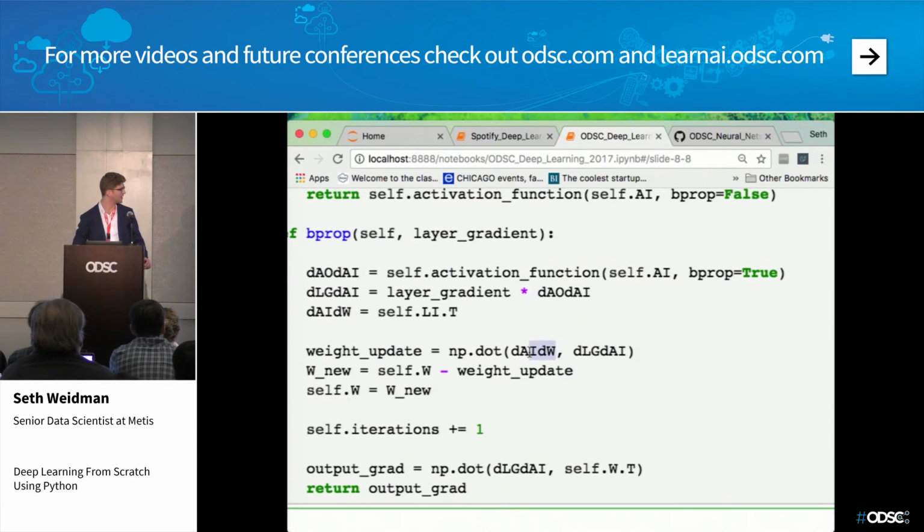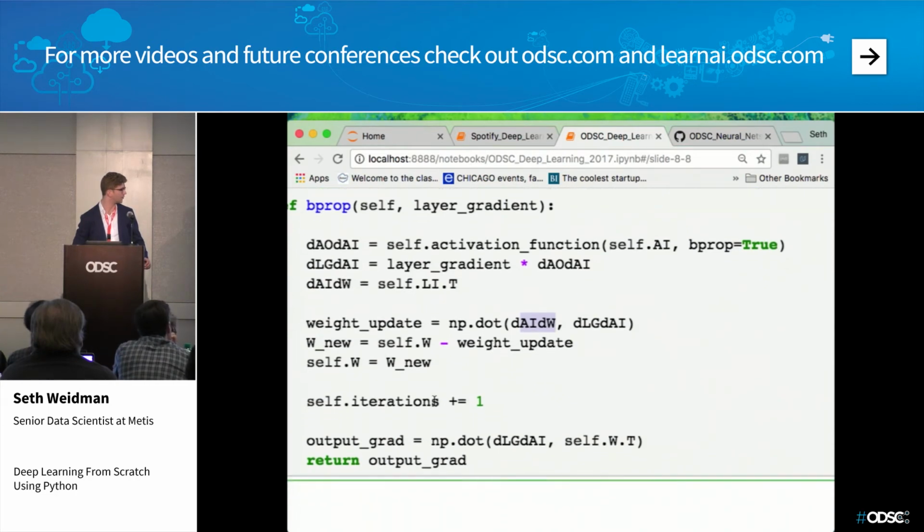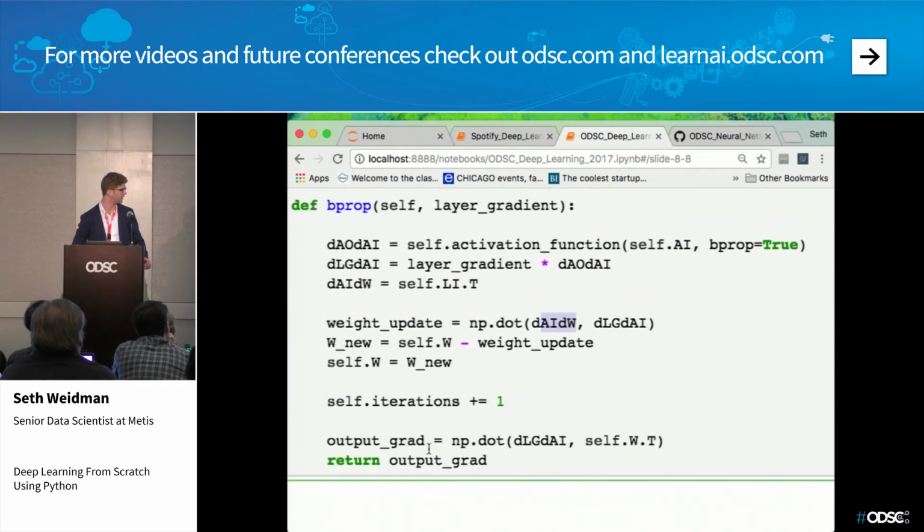And then we update our weights. We do the dot product of those two things and update our weights, increase the number of iterations, and then send this output gradient down to the next layer.